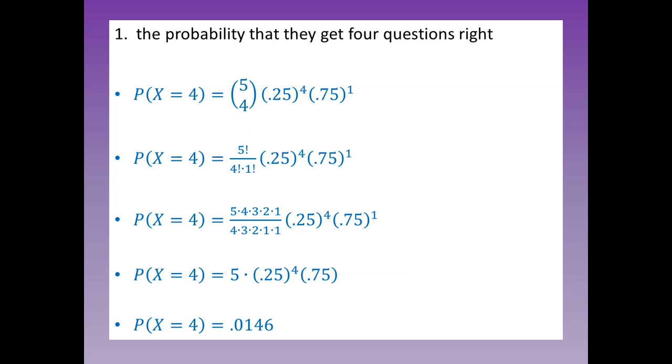Then the 0.25 raised to the power of 4 times 0.75 raised to the power of 1 is the probability of each arrangement of 4 successes and 1 failure. Most of the simplification here is simplifying the combination.